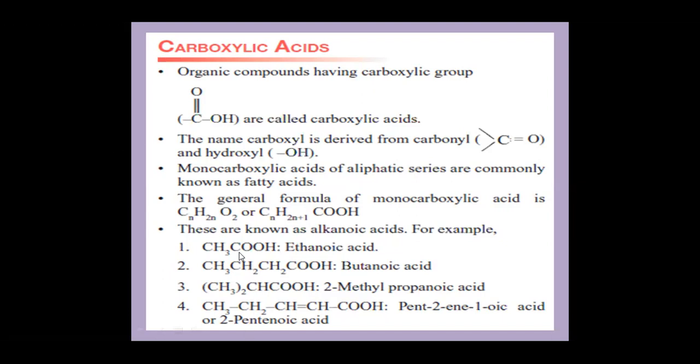For example, acetic acid. So for the IUPAC name, two carbon atoms are there, so the root word is eth, single bond is there, so the ane is replaced by oic acid. So ethanoic acid. This is butanoic acid, this is 2-methylpropanoic acid.